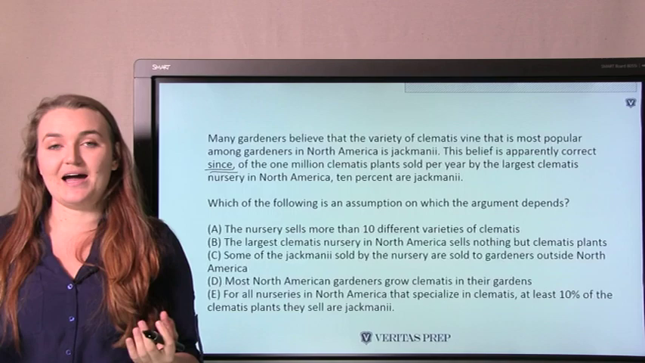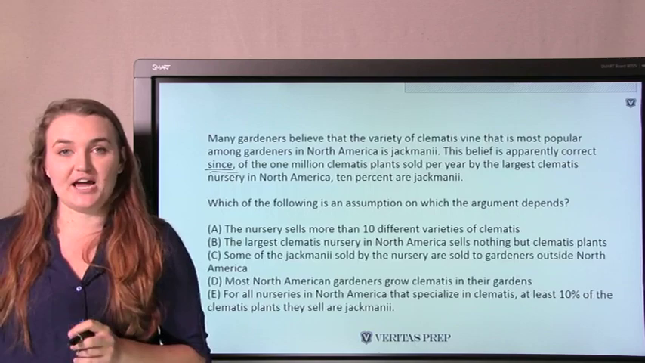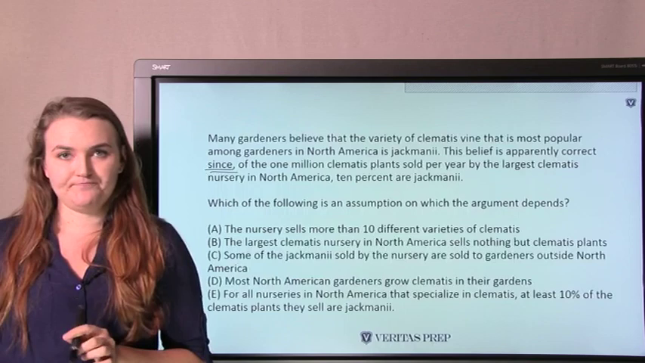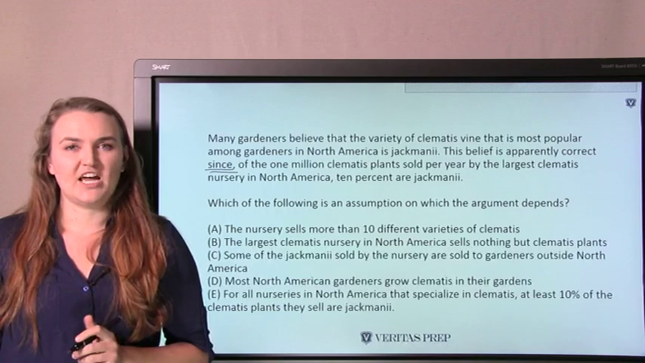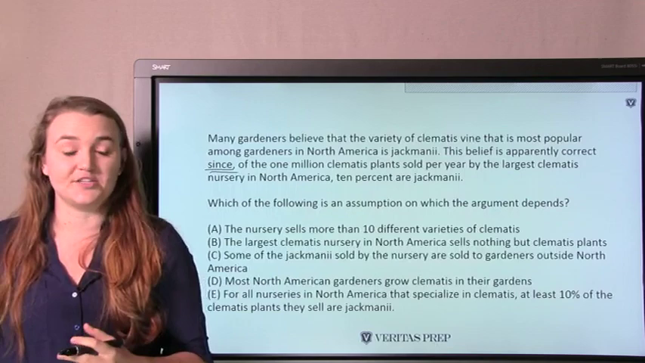In your own words, can anyone jump into the chat with anything that they have assumed is true? Any jump that they've made when moving from, because in the largest nursery, 10% are Jackmani, Jackmani must be the most popular. Not an answer choice, just in your own words, what have they assumed is the case when moving from that evidence to that conclusion? Anyone have thoughts for me here? Because there's something very specific. So we have some thoughts on the answer, but in your own words, if we had to try to preempt or pre-think this answer before even moving to the answer choices, is there a particular direction we might be thinking?